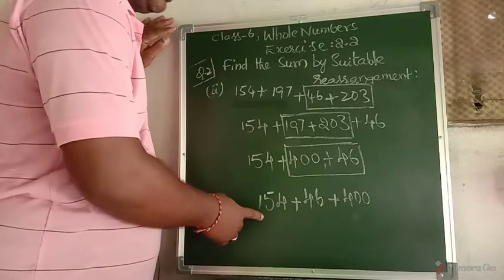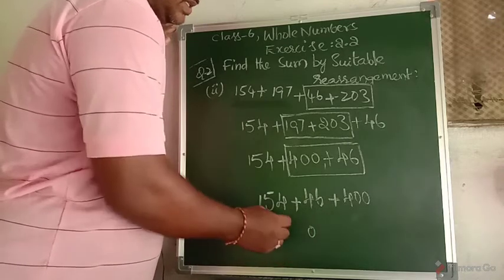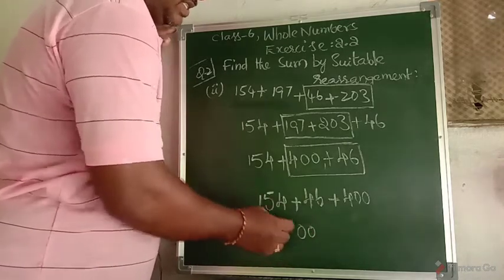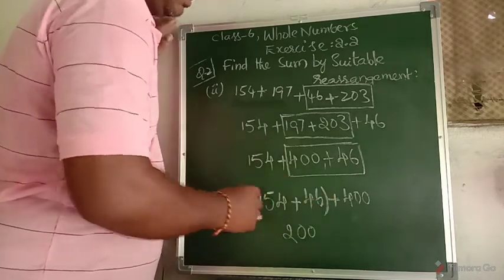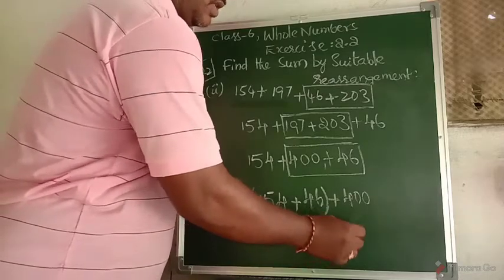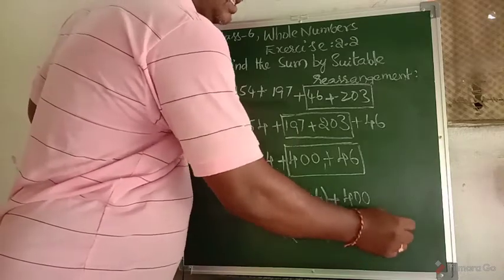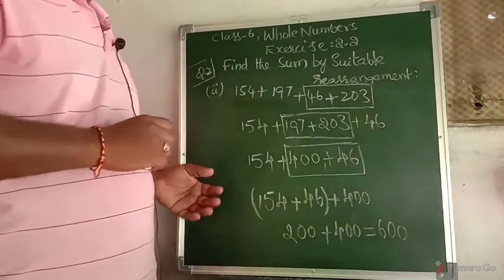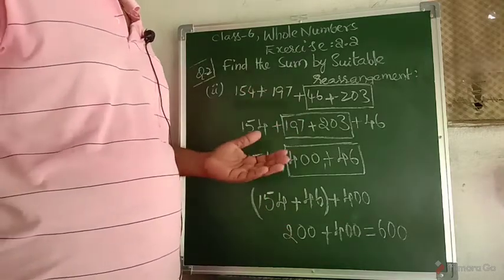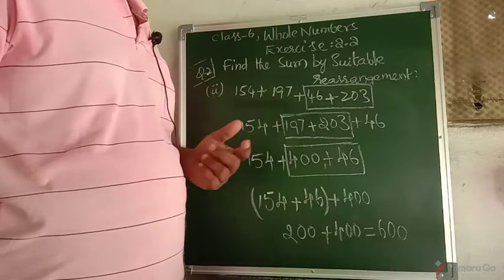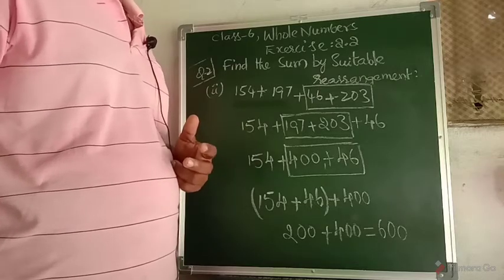So when we add 154 plus 46, 6 plus 4 is 10, 5 plus 5 is 10, and this is 200, plus 400. So when we add 200 plus 400, it will be 600. I think it is very easy to find the sum of the given numbers by using the commutative and associative properties.